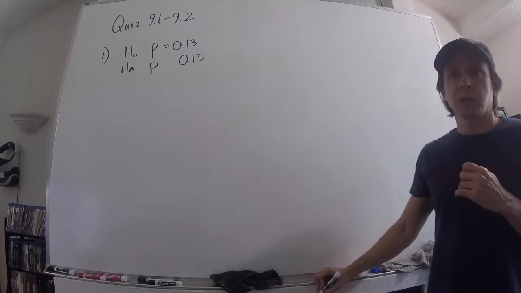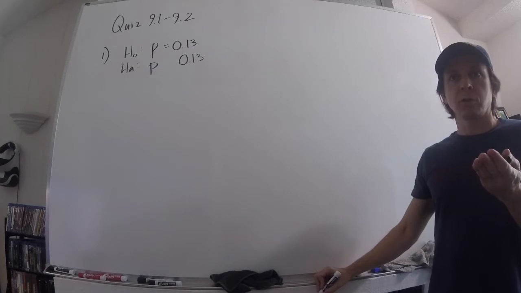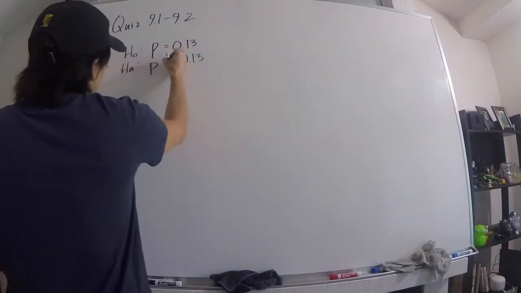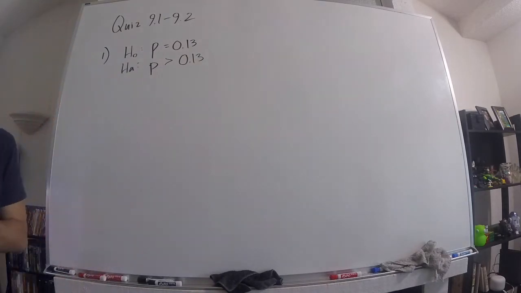Larger than the company's claim. It says, is there sufficient evidence to conclude that the percentage is larger than the claim? So we're looking for if that p is greater than their claim of 0.13. That's a right tail test.